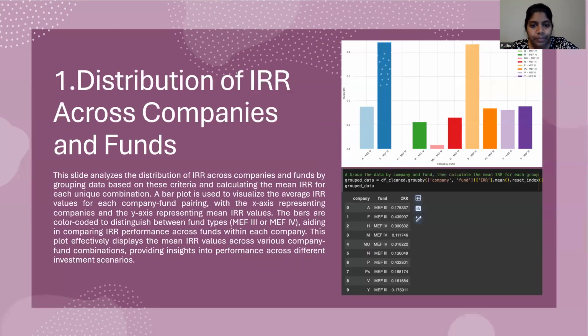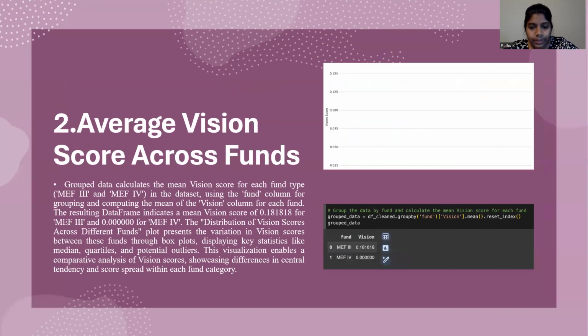Next slide, please. This slide represents the distribution of IRR, internal rate of return, across different companies and funds. A bar plot shows the average IRR for each company-fund combination, with the bars color coded by fund type, MEF3 or MEF4. This visualization helps compare IRR performance across various investment scenarios. Next slide, please.